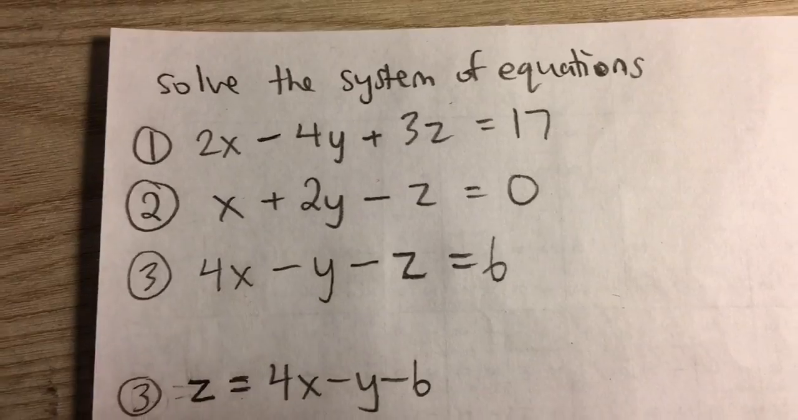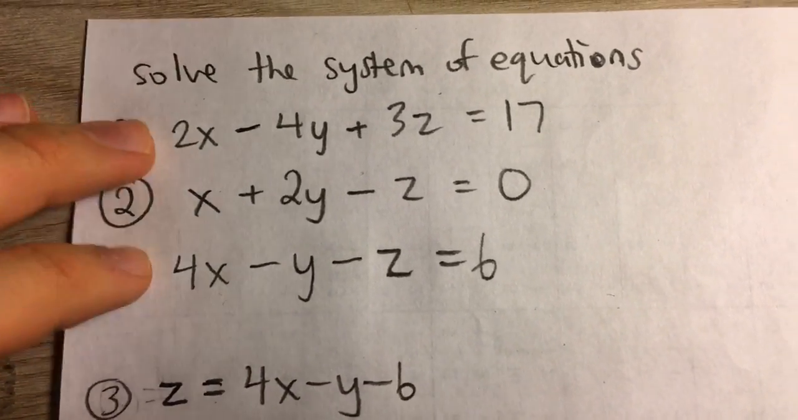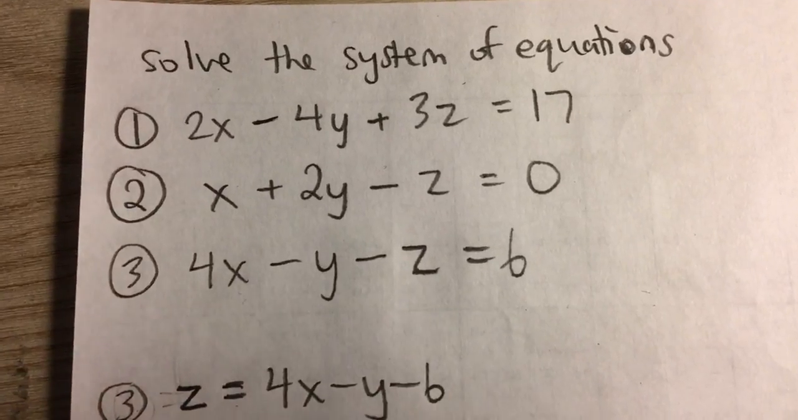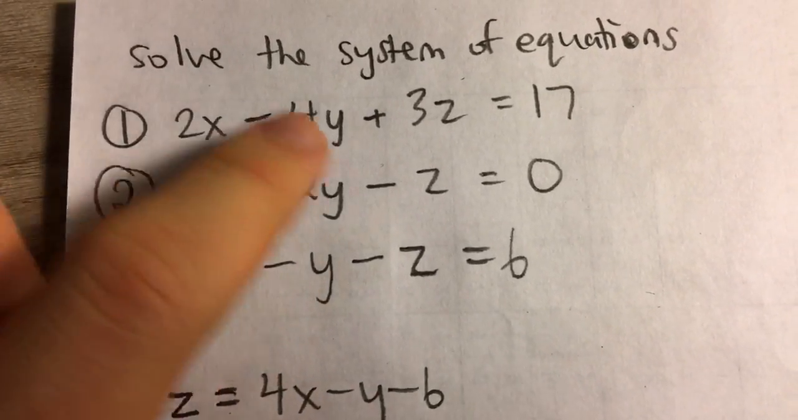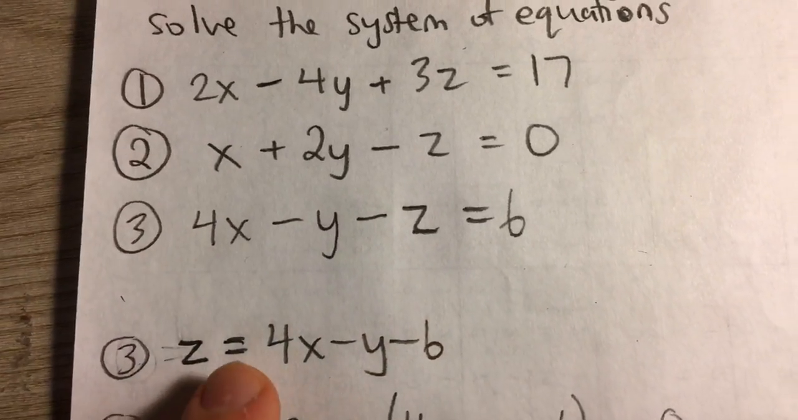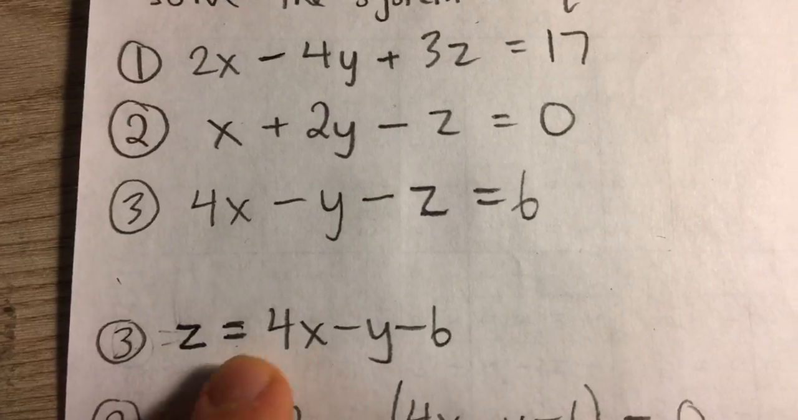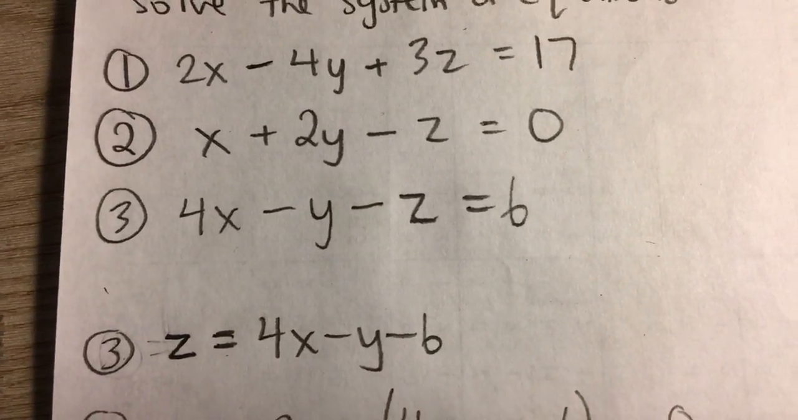And I personally like substitution. That's what I'm going to do here. First off, you can pick any of the three equations, and we're just going to solve for a variable, any one of the variables, x, y, or z. So I picked equation three to start off, and I solved for z by moving all the other terms to the other side, and I got z is equal to 4x minus y minus 6.